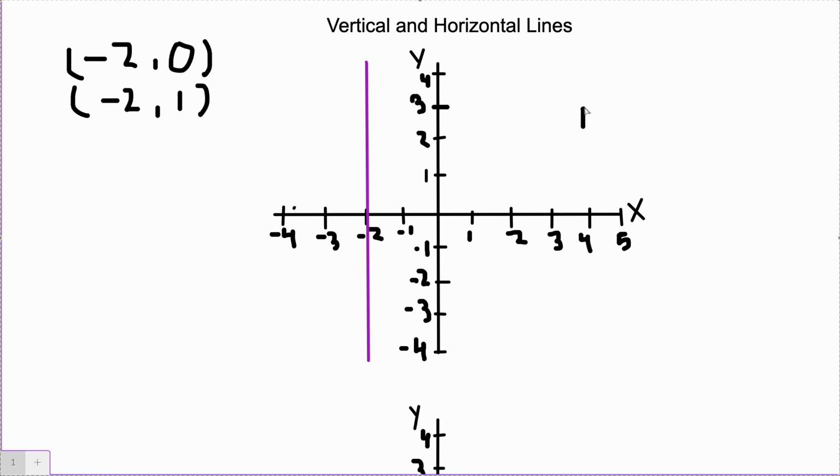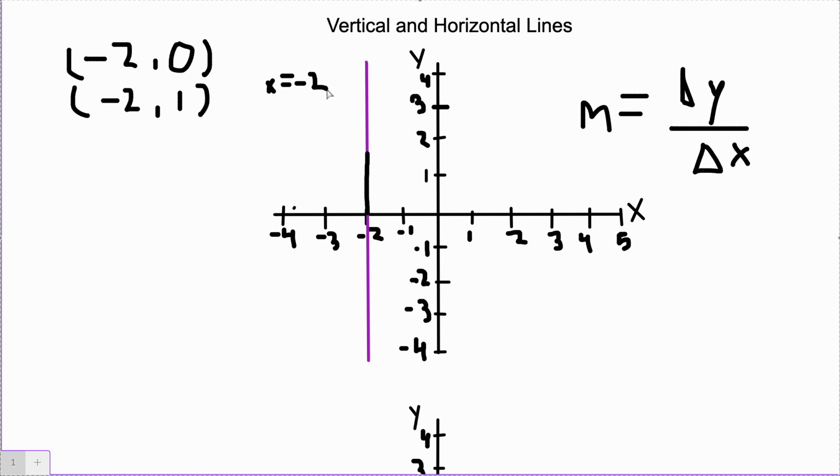Now we know m, which is slope, is delta y over delta x. So let's try and visualize what this looks like on the map. So delta y, right? We can see it's clearly going up, the y value. However, x is not changing at all. X stays at -2. In fact, the way we would write this function is x equals -2.